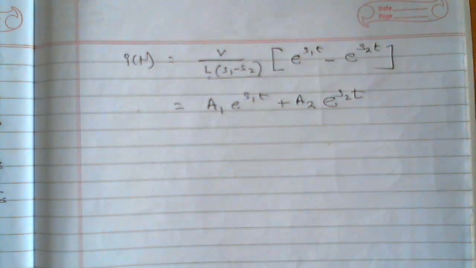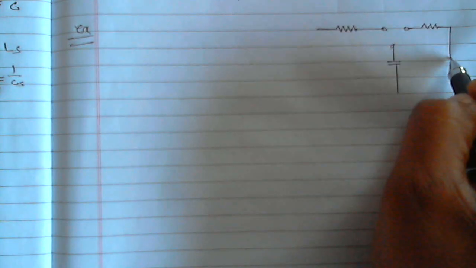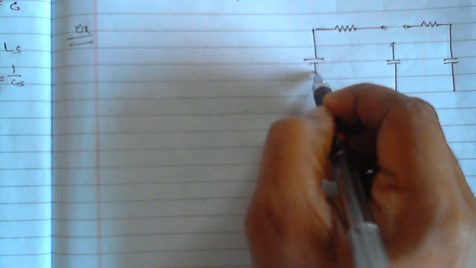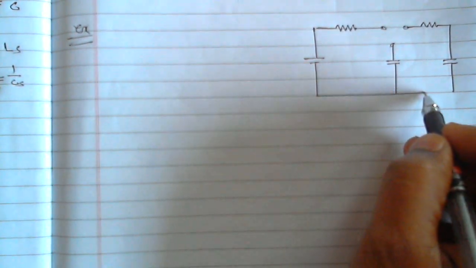Now let's try to solve one simple example. Here the example is: this is the resistance, here there is a capacitor, again there is a resistance, there is a capacitor, and here there is a voltage source. This is the circuit.